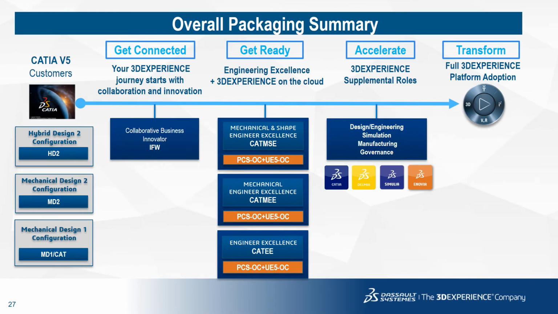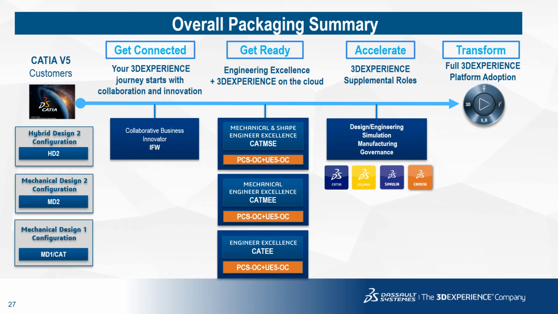So the overall summary, and again, this may be too much for you, or it may be something that you want to just pause and have as a reference. We start with CATIA V5 customers with their existing configurations. You have the ability to dip your toe and explore with Get Connected and using Collaborative Business Innovator. But you have the ability to get ready by taking your CATIA V5 new packages and connecting them to the cloud so you can store your data on the cloud, giving you the opportunity to accelerate through supplemental use of 3D Experience CATIA new capabilities which may not be available on CATIA V5.